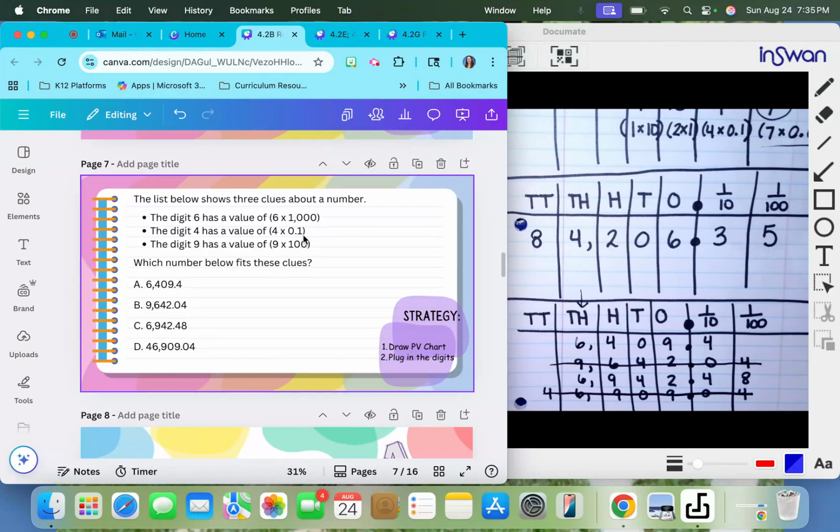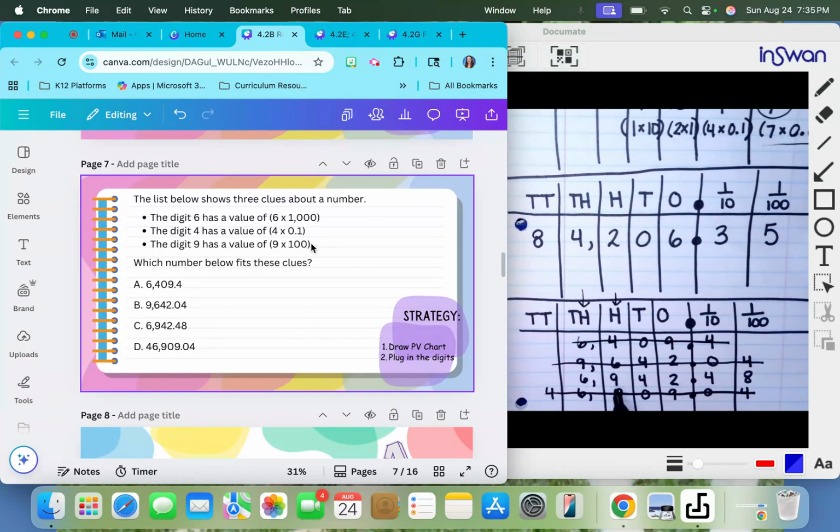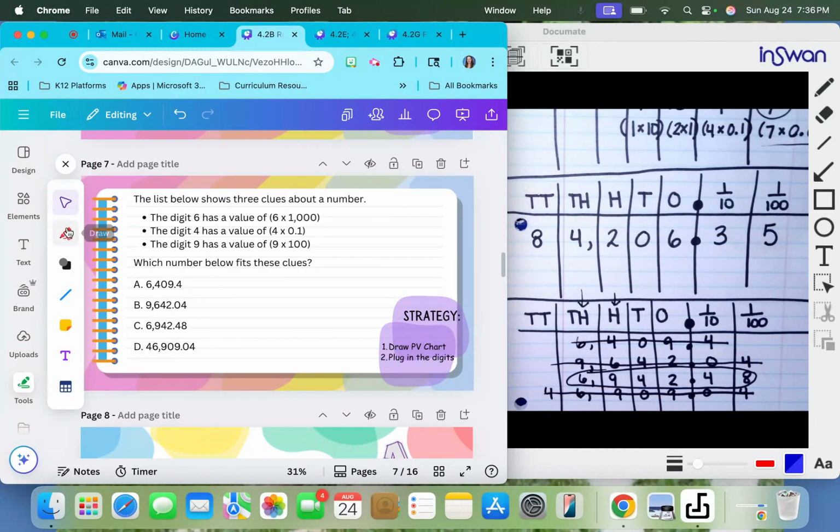So we're down to 2. Let's look at our last clue. The digit 9 has a value of 9 in the hundreds. So coming to our hundreds here, which one has a 9? Does this one have a 9? Nope. Bye-bye A. Does that one have a 9? It does. So it has the correct digits in the right place to match our clues. So C was the correct answer. Excellent job.